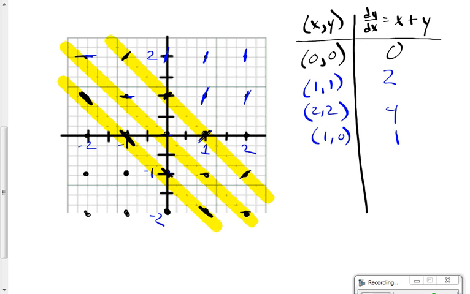So what is this, guys? This is a graph of general solutions to the differential equation dy/dx equals x plus y. Okay? This is negative 2. This is negative 2. This is negative 2. And you can see how that goes, right?